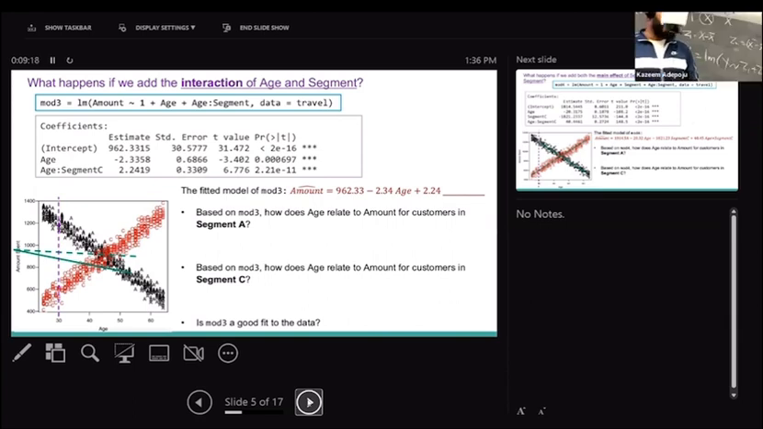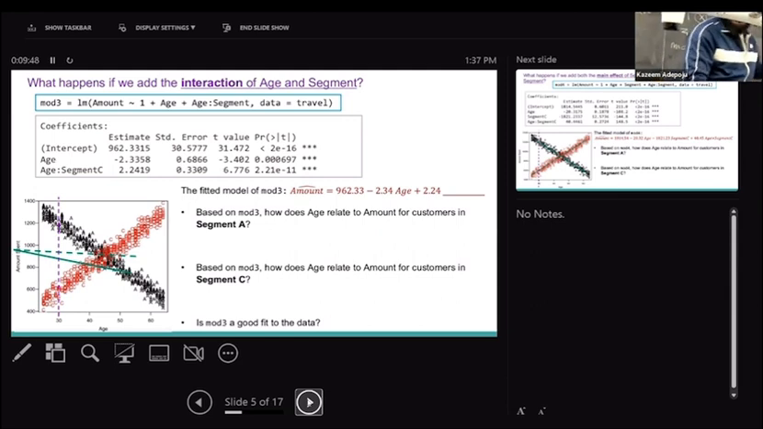Don't forget what is missing here. The main effect of segment is missing. You know what the main effect of segment did the other time? When we introduced the main effect of segment, the intercept changed, but the slope did not change. But now we are introducing interaction, but we did not consider the main effect of segment. And we basically want to see what happened.